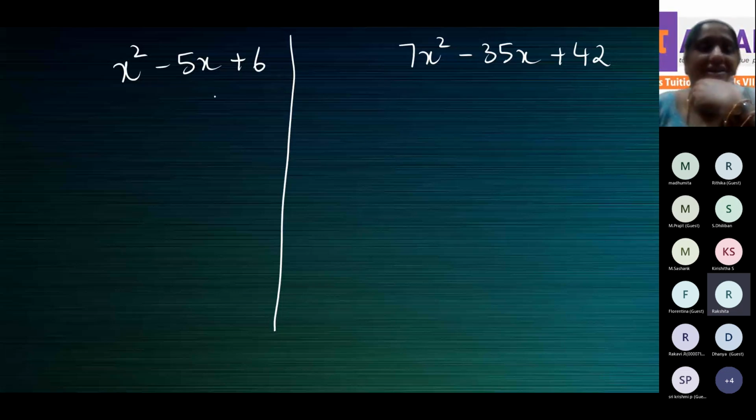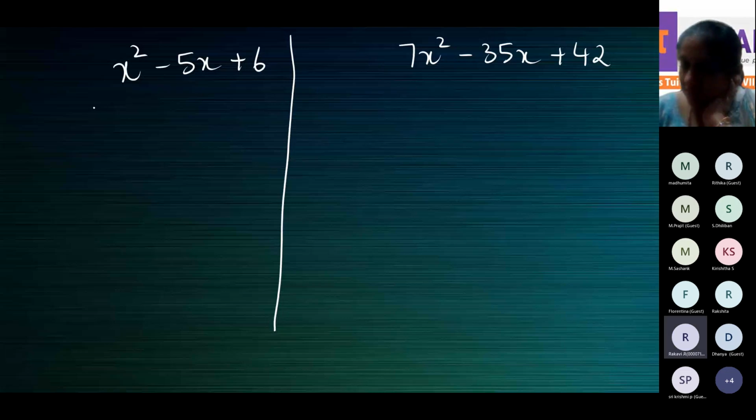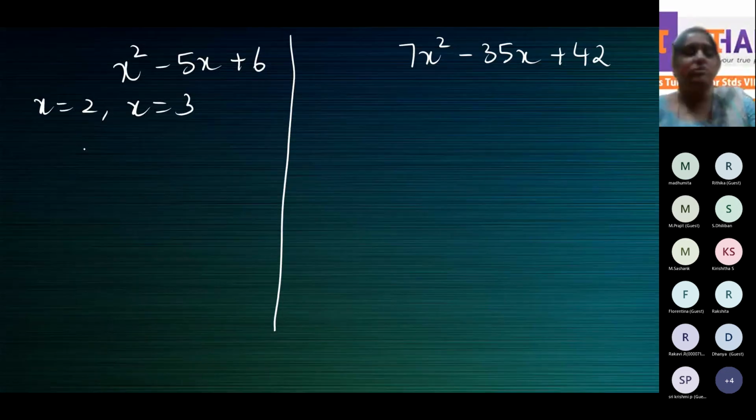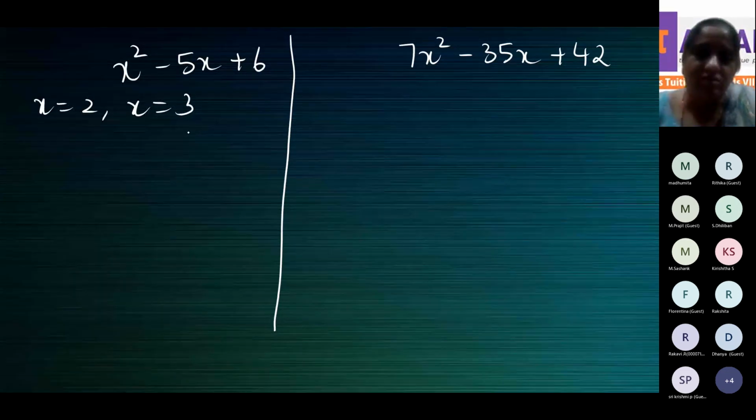That means 2 and 3 satisfy this equation, right? Okay. So x is equal to 2, x is equal to 3. Now, 2 and 3 are the zeros. So when you substitute the value in place of x, when you use 2 or 3, what will be the value of this expression? 0.